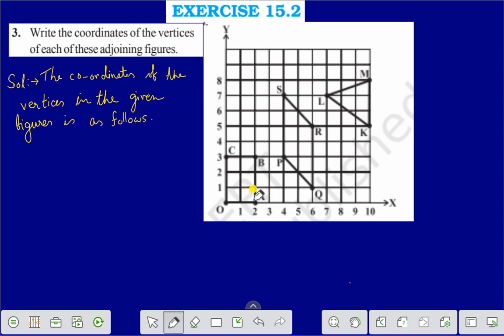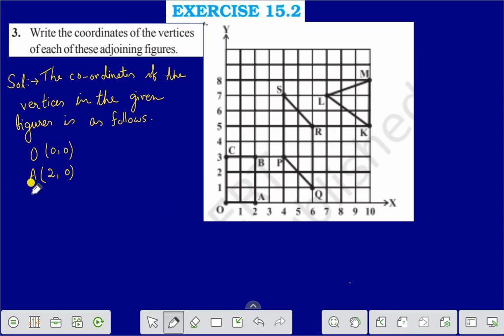You see the first one is O. O is the origin. Here you see this point, x is 0, y is also 0. The coordinates are 0, 0. Right? Next one is A. To find the coordinates of A, the value of x is 2 and y is 0.